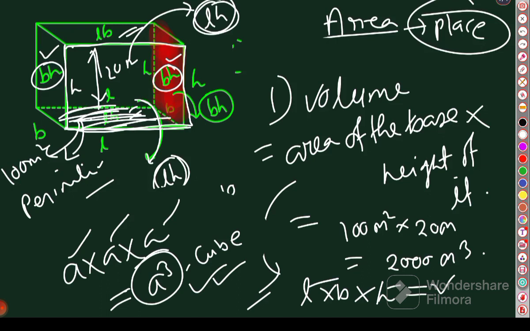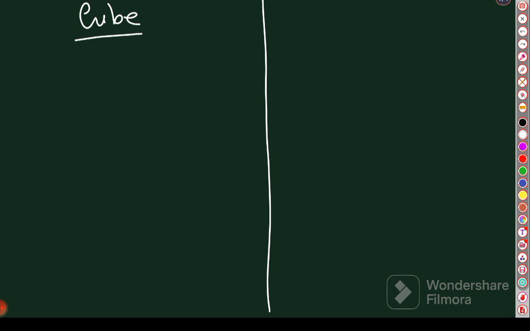You understand me? Okay. Next, we will recall the surface area, volume, diagonals and all for cube and cuboid. I have drawn one partition here. This is for cube and this is for cuboid.